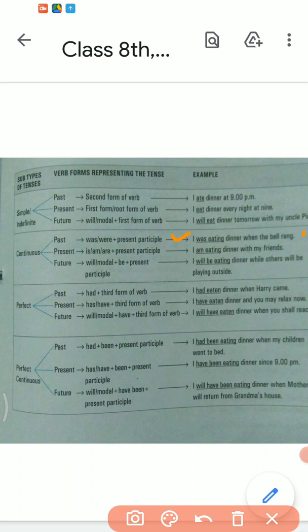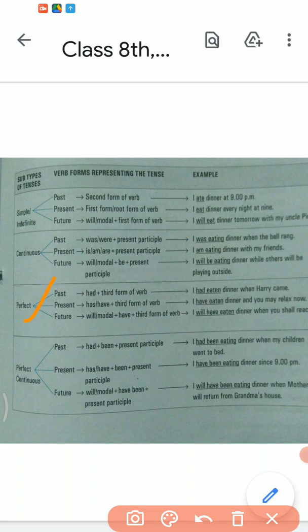In the present continuous tense, we use is, am, are plus present participle form. For example, I am eating dinner with my friends. In the future continuous tense, will or shall plus be plus present participle form. For example, I will be eating dinner while others will be playing outside.